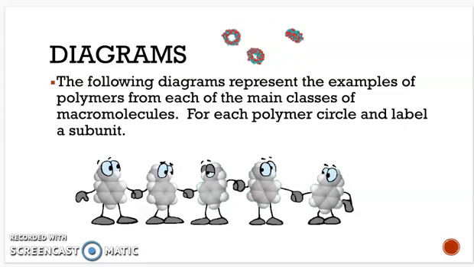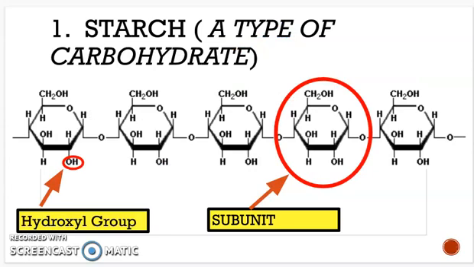So when we look at these different pieces, one piece of our necklace is a monomer. Two or more subunits or monomers bound together will start to form a polymer. So let's start with starch. Starch is a type of carbohydrate.